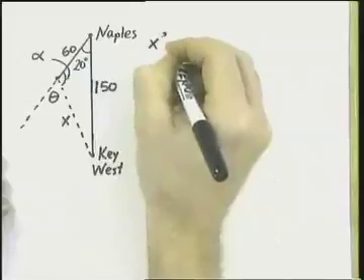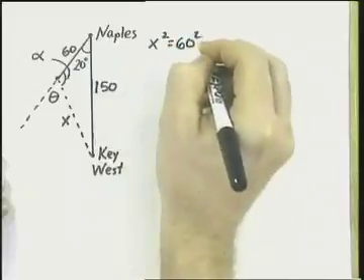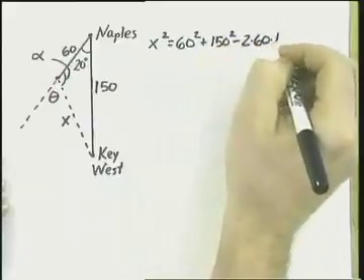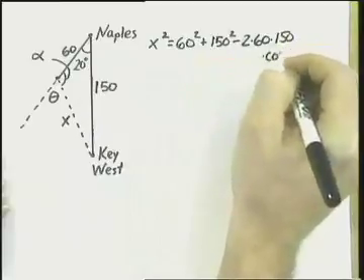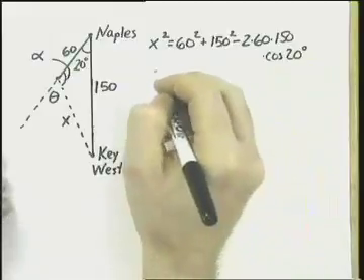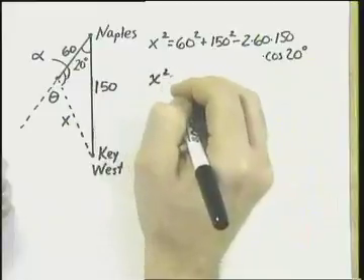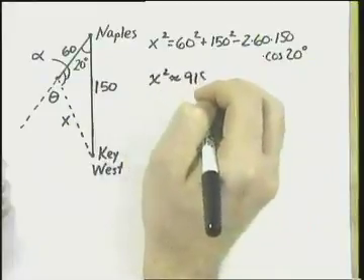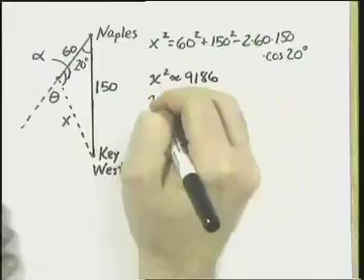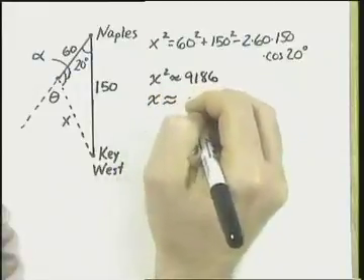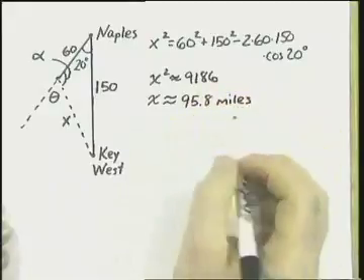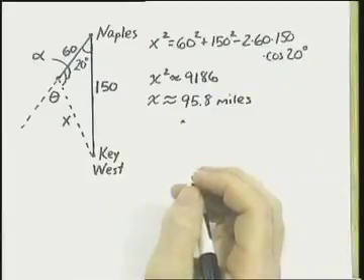In fact, x squared is going to equal 60 squared plus 150 squared minus 2 times 60 times 150 times the cosine of the angle, 20 degrees. If we work this all out, we would get that x squared is approximately equal to 9186, and that's square miles technically. So if I square root both sides, I get that x is about equal to 95.8 miles. So to answer part A, the boat is about 96 miles from Key West.